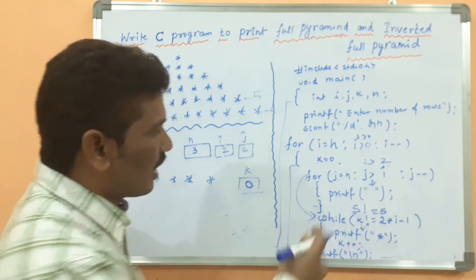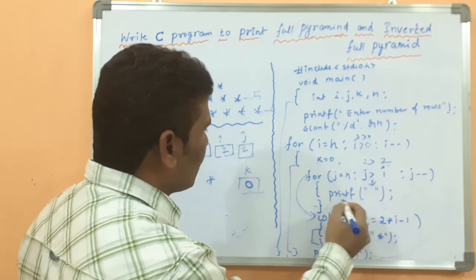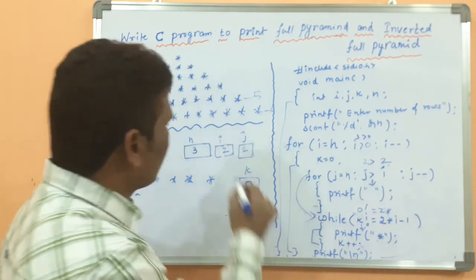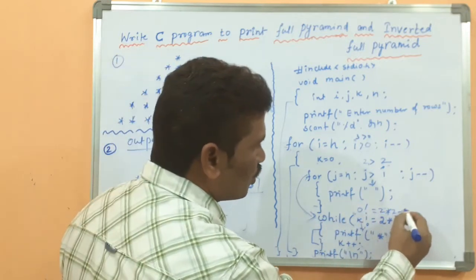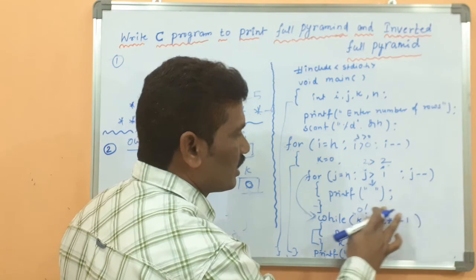Then while k value, what is k value? K value becomes 0. 0 not equal to 2. What is the I value? I value becomes 2. 2 minus 1. Because 2 times 2 is 4, 4 minus 1 is 3.